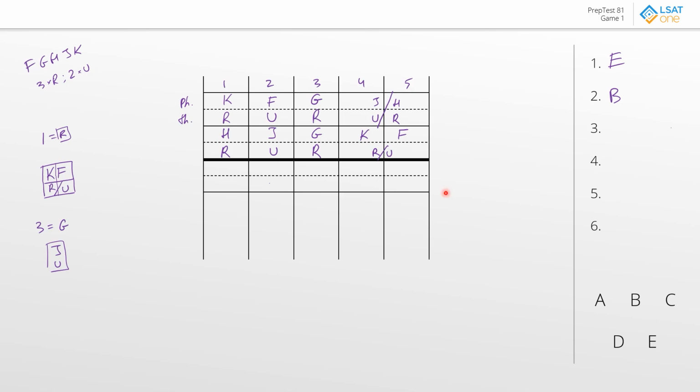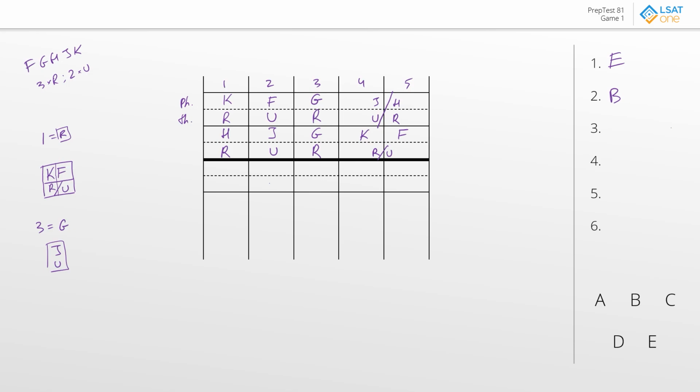So we know that in the top scenario, it would have to be J who is going to be urban here. In the bottom scenario, K is already locked in place, but he would be urban, and then F would be rural. So let's see what we can do with what we have. The question asks, each of the following could be true except. So what cannot possibly happen?